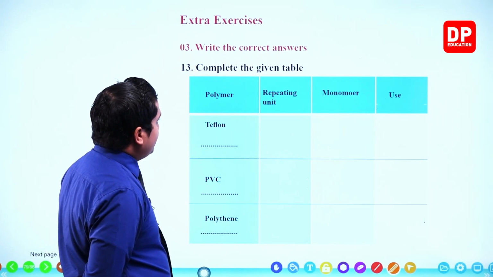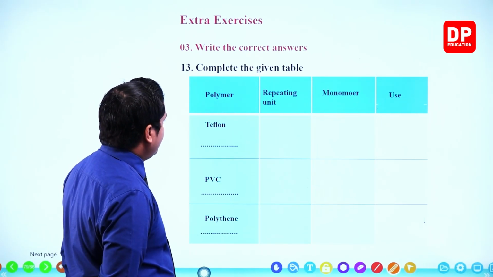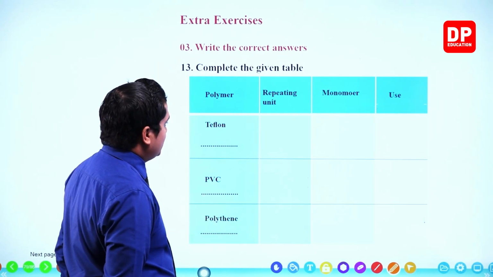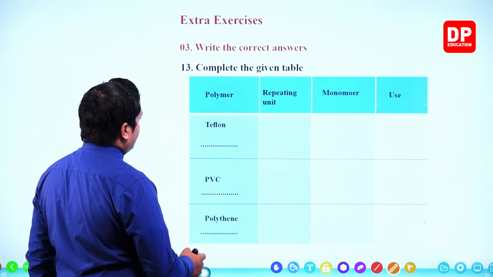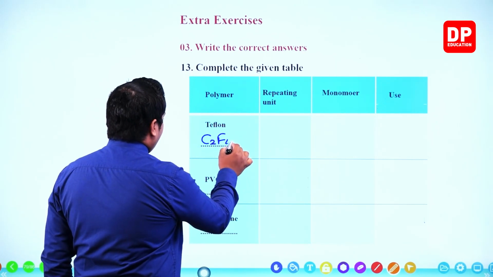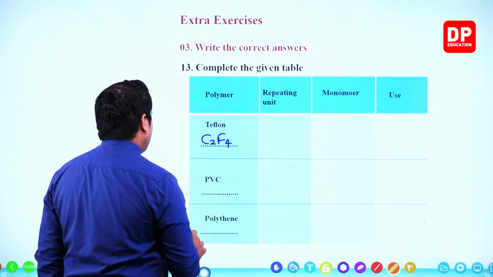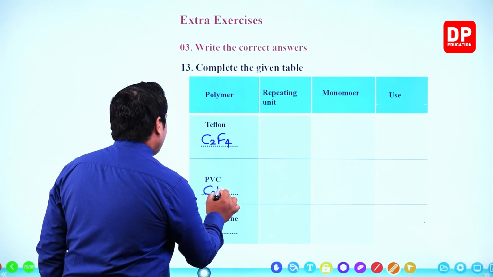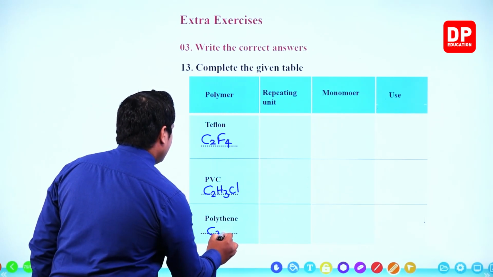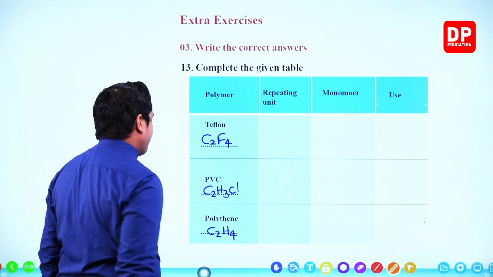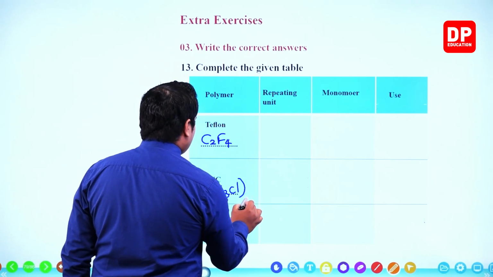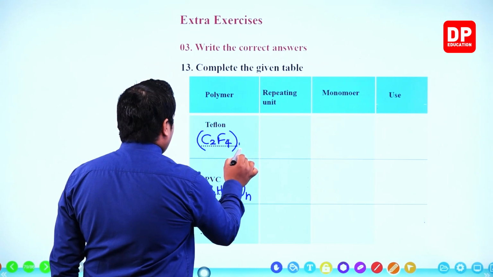Okay. So, complete the given table. You have to complete the table given. Teflon, PVC and polythene, repeating unit, monomer and a use. Right. So, Teflon, this is C2F4. PVC, polyvinyl chloride, C2H3Cl. Polythene, C2H4. Right, C2H4. So, mention N as well. We need to mention N as well.